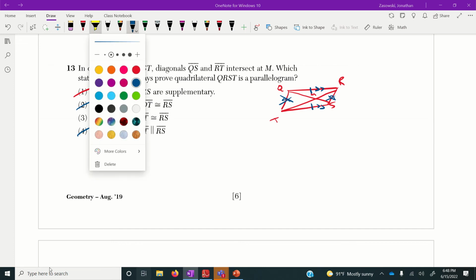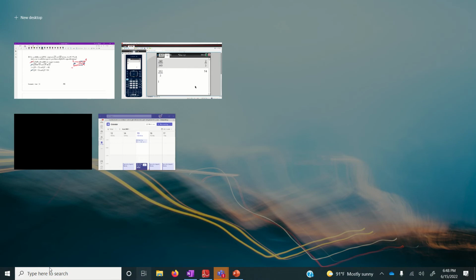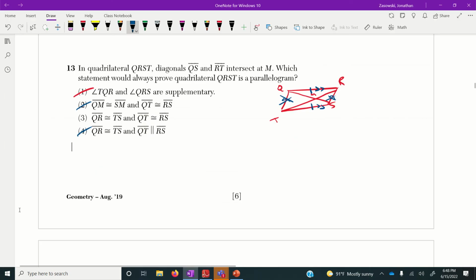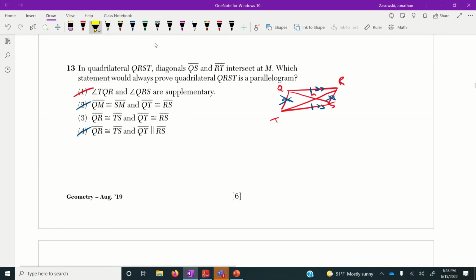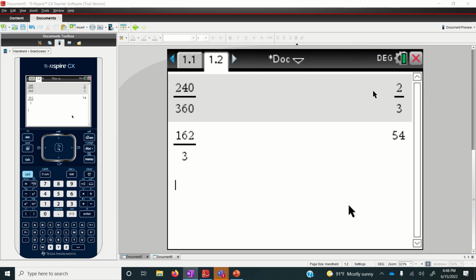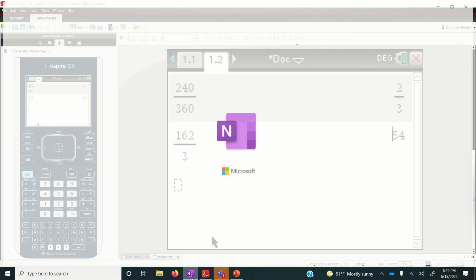It doesn't want me to pick that, but we need a highlighter, people. Oh, all right. What do you know. Awesome. All right. And so that's going to be our answer. All right, let's go to the next one.